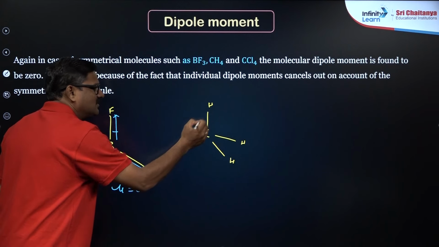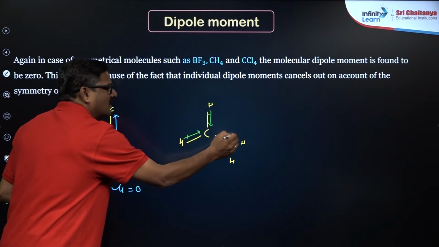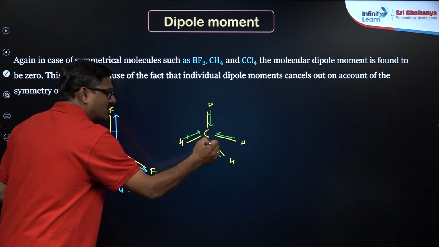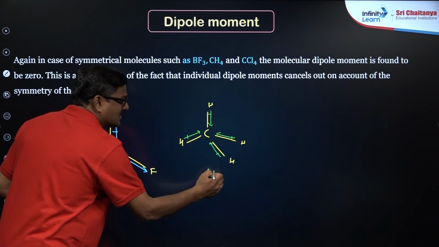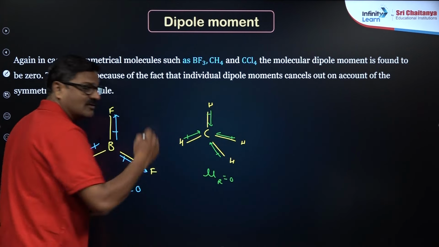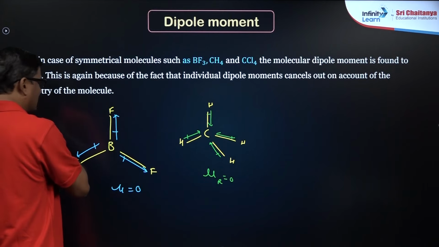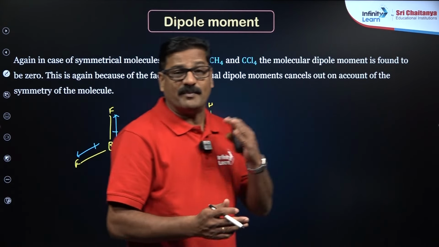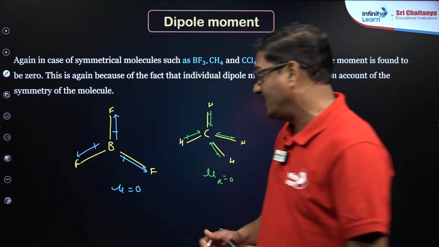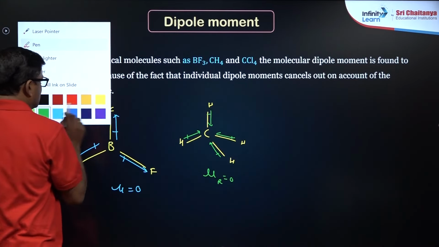Carbon to hydrogen, carbon to hydrogen, carbon to hydrogen. Carbon is more electronegative than hydrogen, so the resultant dipole moment is going to be zero. Similarly, CCl4 also gives the same geometrical structure as CH4. So let's talk about the CCl4.